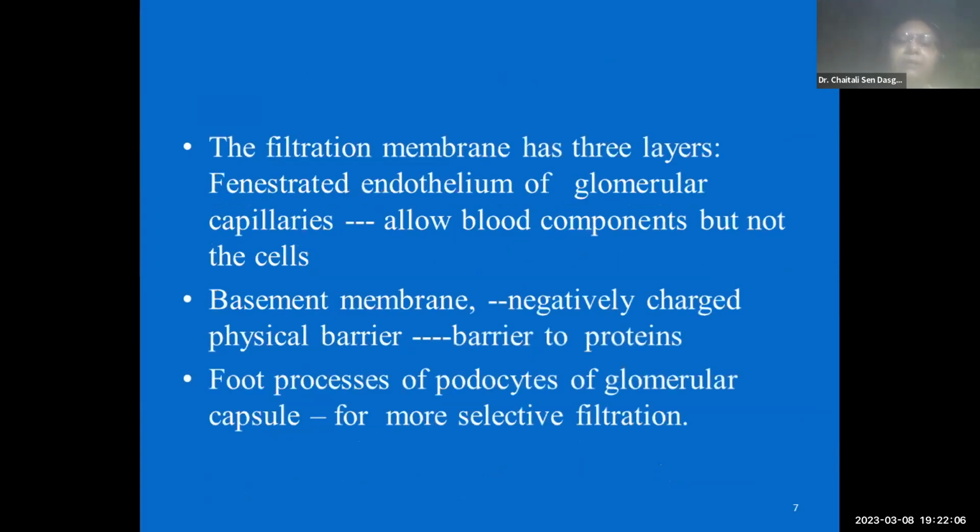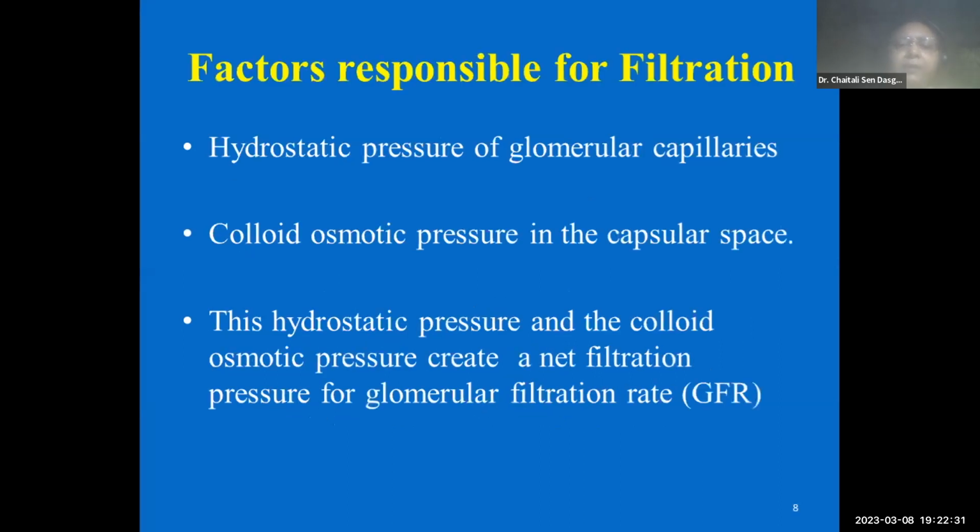The filtration membrane consists of three layers. They are the endothelium of the glomerular capillaries, which allows blood components to pass, but not the cells. The RBC, WBC cannot pass through the membrane. Then the basement membrane, a negatively charged physical barrier. It is a barrier to the proteins. The protein cannot pass through this. Third are the foot processes of the podocytes of the glomerular capsule. This is for more selective filtration. Hydrostatic pressure of the glomerular capillaries and colloid osmotic pressure in the capsular space play the key role and make the net filtration pressure for the glomerular filtration rate.